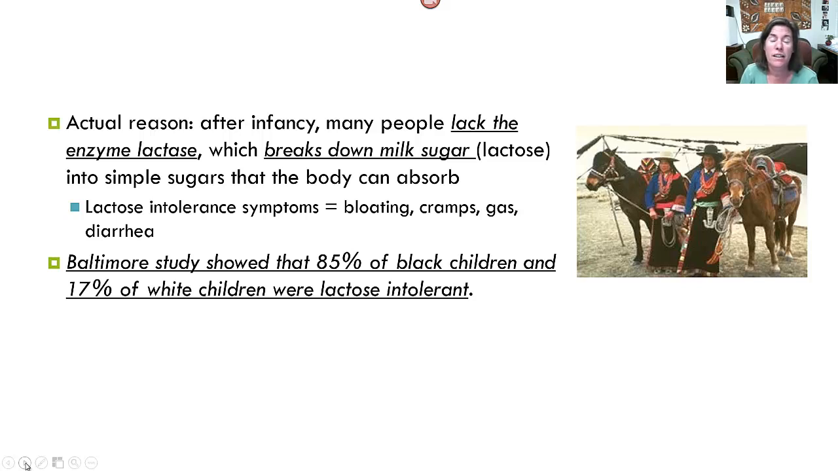So what you can see is that the main reason that these black children were not consuming milk at school had nothing to do with education levels. It had nothing to do with financial resources. It had to do with the fact that they knew and their parents knew that it made them sick, and thus they didn't choose to drink it.